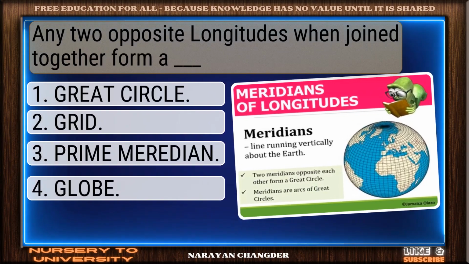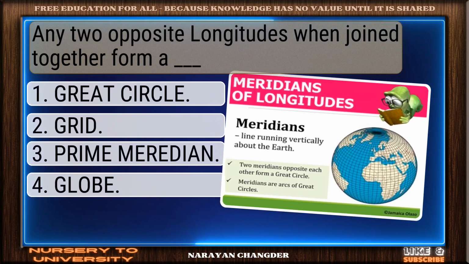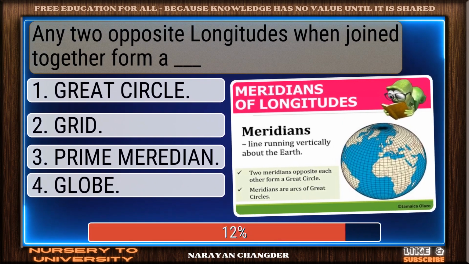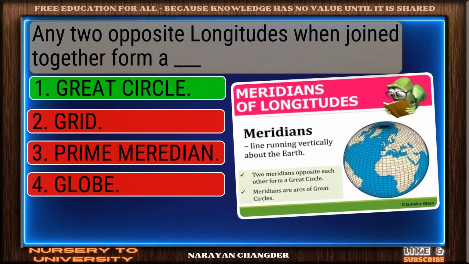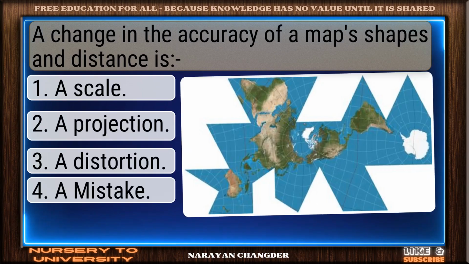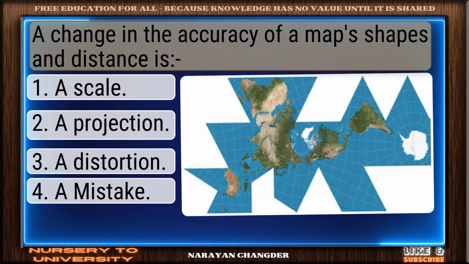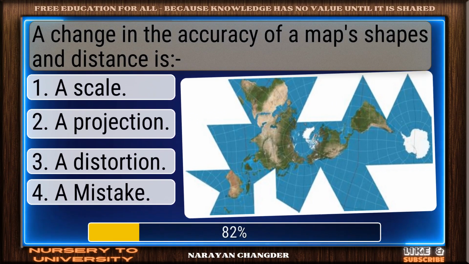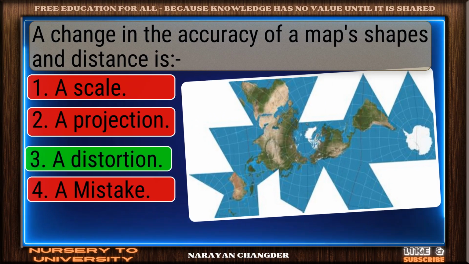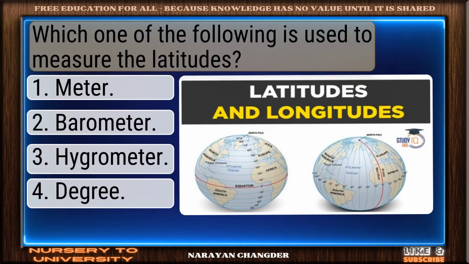Any two opposite longitudes when joined together form a dash. Perfect. Great circle is the correct choice. A change in the accuracy of a map's shapes and distances is? Excellent. A distortion is a brilliant choice.